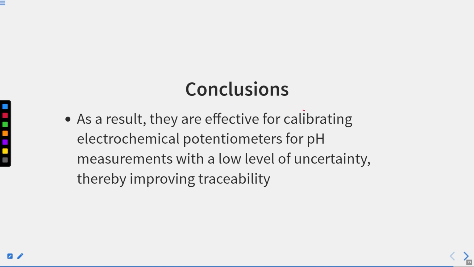As a result, they are effective for calibrating electrochemical potentiometers for pH measurement with a low level of uncertainty, thereby improving the traceability. So this can be calibrated, this can be traceable, right? Because the electrical potentiometer for any pH can be measured with a low level of uncertainty, meaning slight modification can be there, but yes, it is approximate. So this improves the traceability.